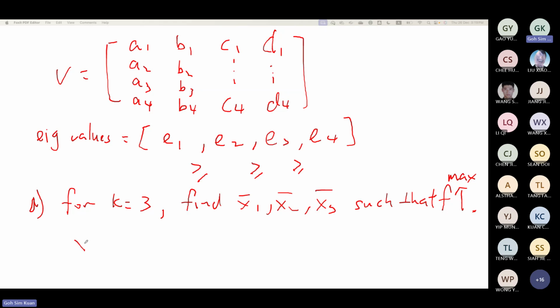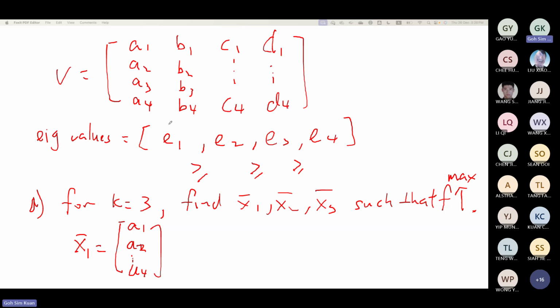So our x1 bar actually equals the top eigenvectors, or the eigenvectors with the largest eigenvalues, based on the solution that we discussed in our lecture slide. So what will be the solution here? Which particular eigenvector has the largest eigenvalue? E1, right? E1 is the largest. So the corresponding eigenvectors will be A1, A2, to A4.